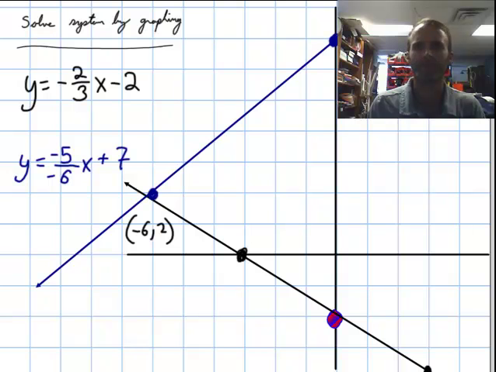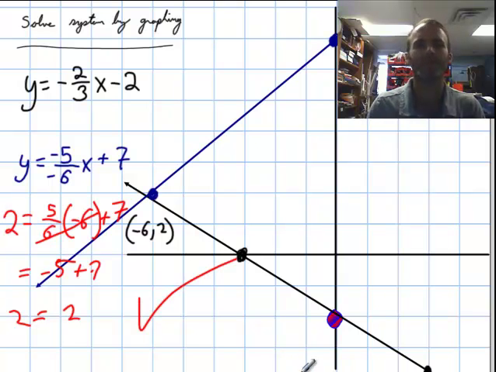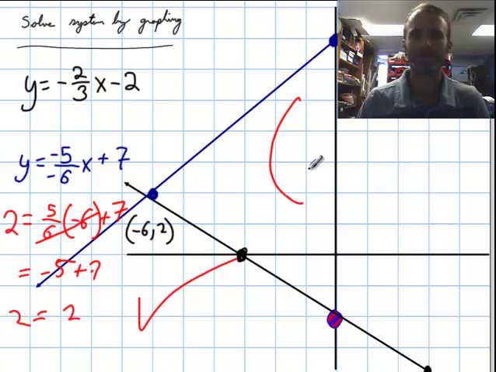Alright, let's try this one now. Again, my y is 2 is equal to, we'll go back to using 5/6, so 5/6 times negative 6 plus 7. So the 6's cancel out, and I have negative 5 plus 7. That is equal to 2. So I get 2 is equal to 2. Both of those check out. So my answer, my solution, is negative 6 and 2.